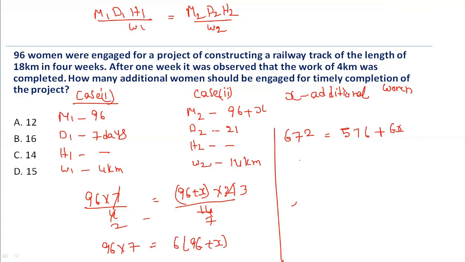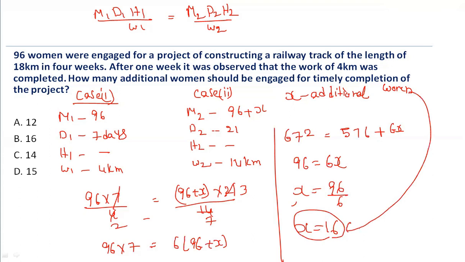So 672 minus 576. How much is the value? This is nothing but 96, which equals 6x. So X is nothing but 96 by 6. So 96 by 6 means X is equal to 16. How many additional women were required? Additional women required are nothing but 16. What is the answer for the question? Option B, 16 is the answer for the question.